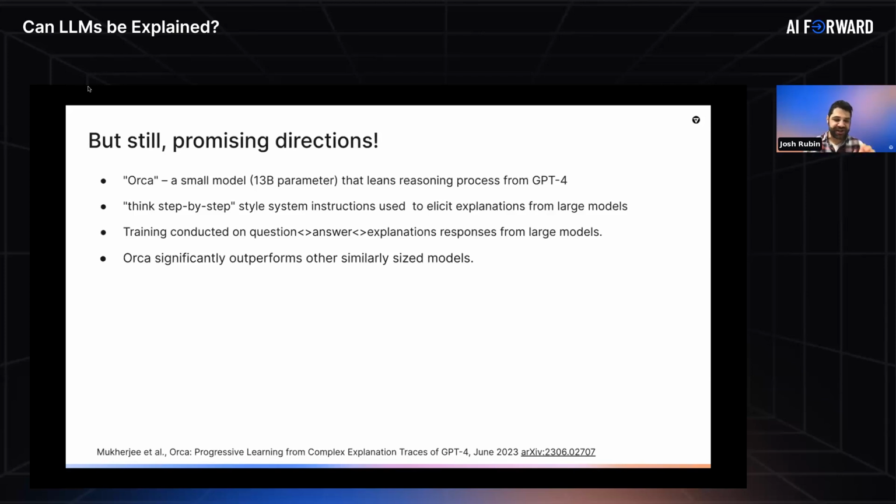Here's Mukherjee et al. This is from June of this year. They've created Orca. This is a 13 billion parameter small model that learns from GPT-4's reasoning process. They use the think step-by-step style instructions to get GPT-4 to provide explanations with its answers. And instead of just training on questions and answers, they train on question-answer explanations. It helps Orca to significantly outperform similarly sized models by learning the reasoning from a much larger model.